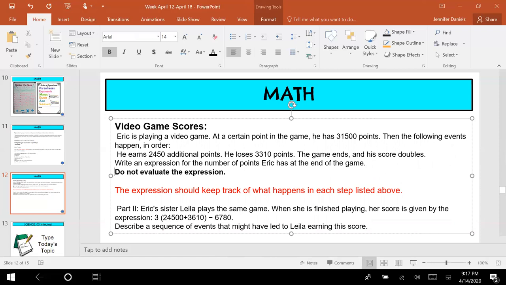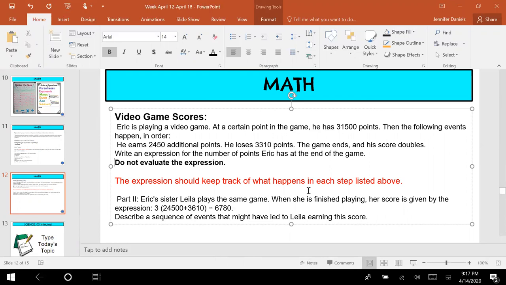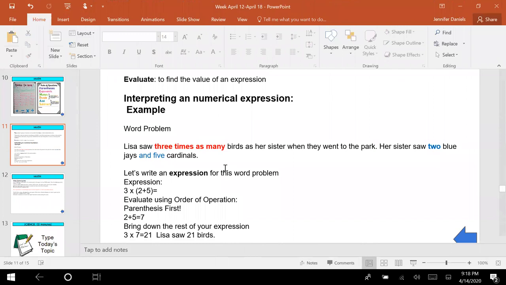We had a lot of information in there, but only certain information really is what we need to break this down and interpret it as an expression. The expression should keep track of what's happening in each step. So start from the top and work your way down in this word problem and start to form the expression the same way we did with the simple example in the previous slide. Okay? Where we started from here and we worked our way step by step, looking at each clue word that was given to help us put this expression together and then move into evaluating.